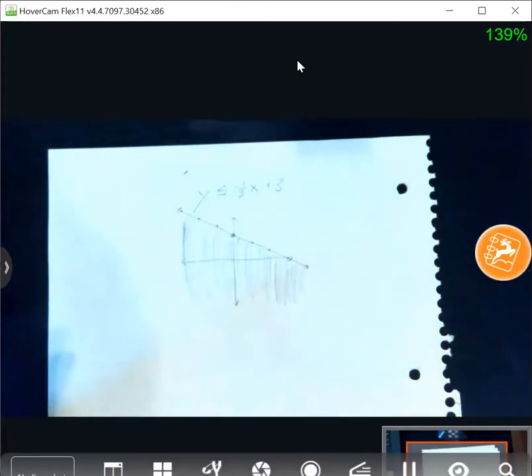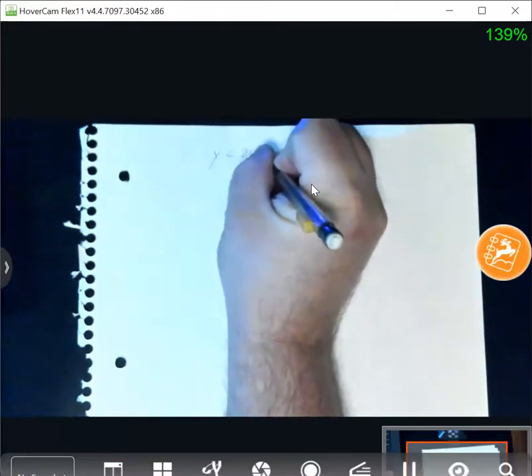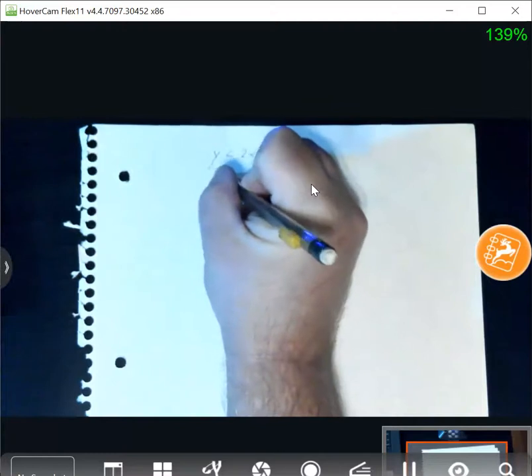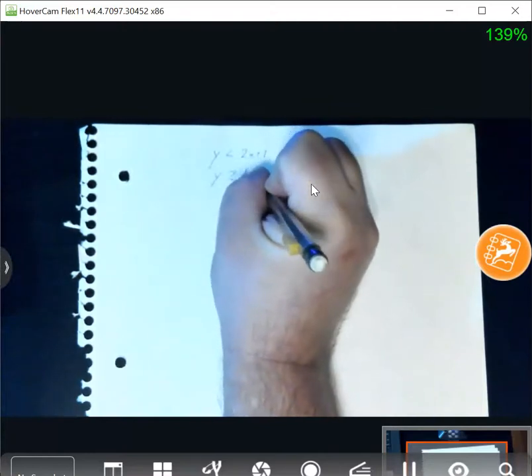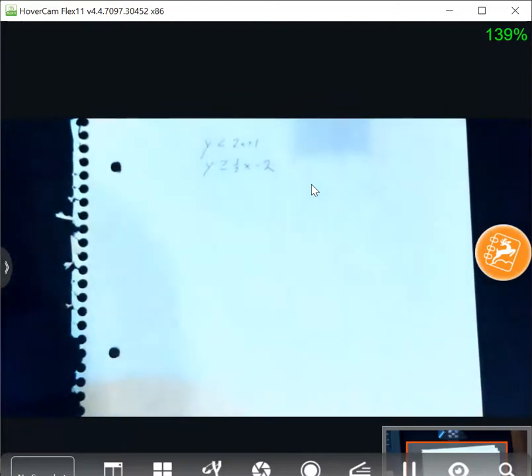So then our next question becomes, what happens if we have a system instead? So let's graph a system. So let's say we have something like y is less than 2x plus 1, and y is greater than or equal to 1/2 x minus 2. So now we have a system that we have to graph.